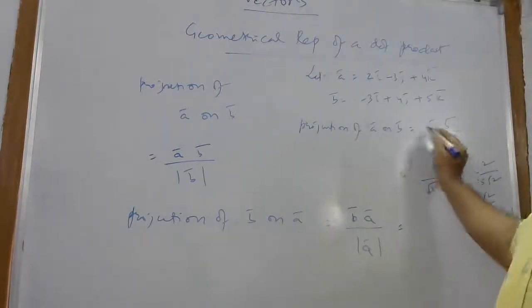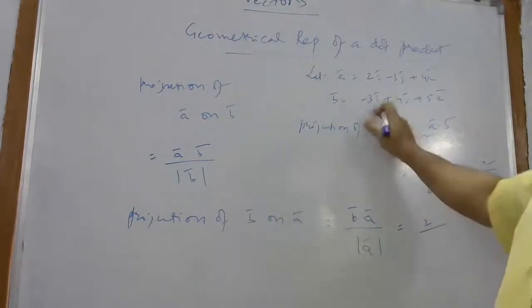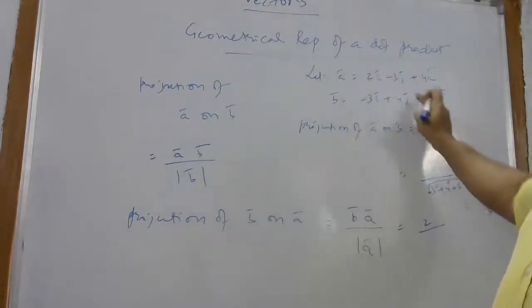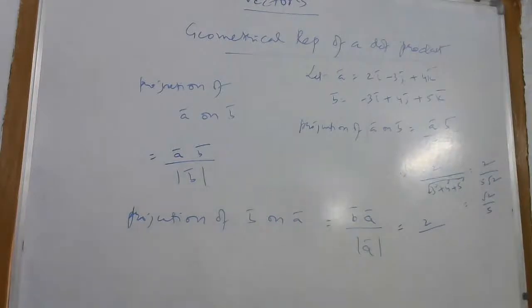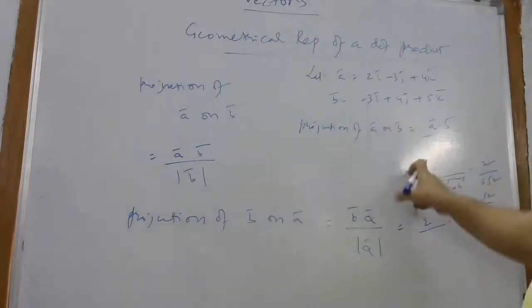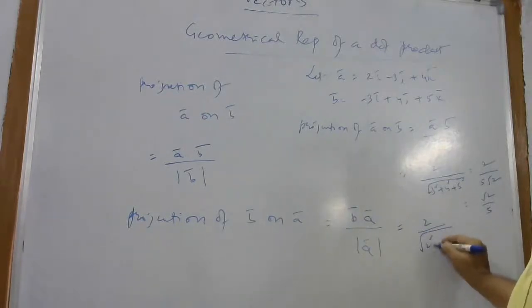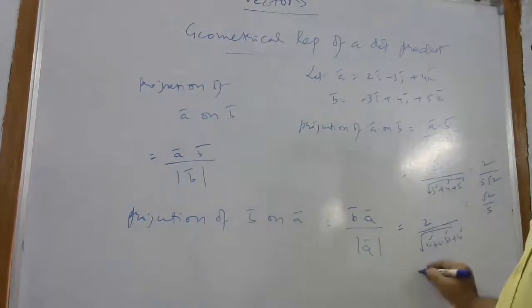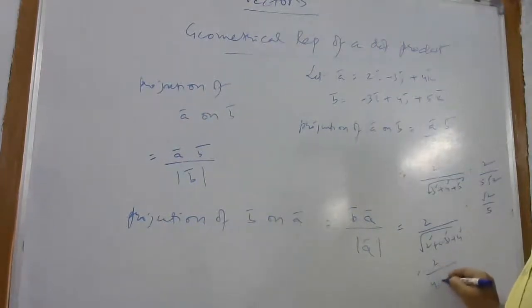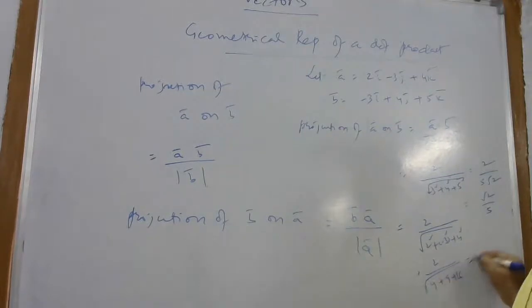Okay, so B bar dot A bar, the same one will come, 2, because it is minus 6 minus 12 plus 20. Notably, B bar dot A bar is equal to A bar dot B bar, divided by mod A bar this time. Mod A bar means root over 2 square plus minus 3 whole square plus 4 square. So 4 plus 9 plus 16, root 29.